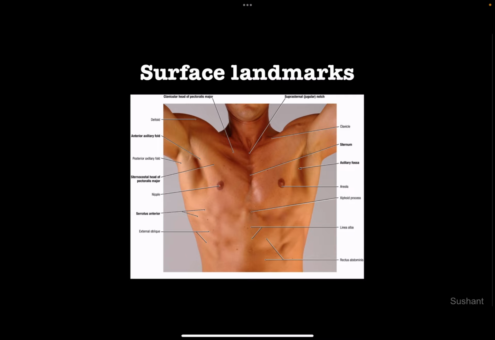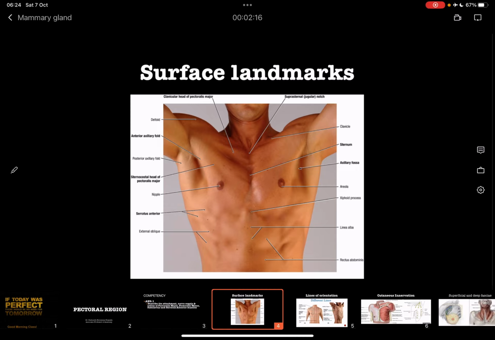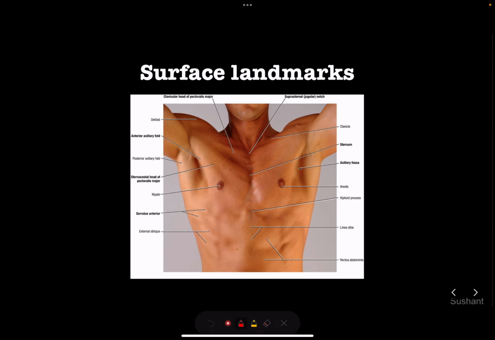What we see here in the pectoral region are some bones and impressions of the muscles. Now we see the clavicle bone here. This is the impression of the clavicle bone. Here we have the suprasternal notch or the jugular notch. Then right here we have the sternal angle of Louis, where the second rib articulates with the sternum.